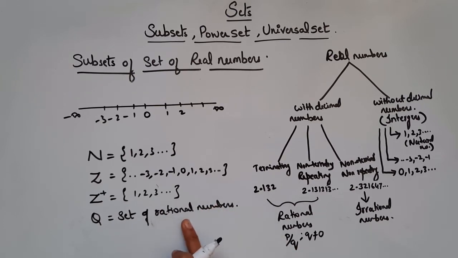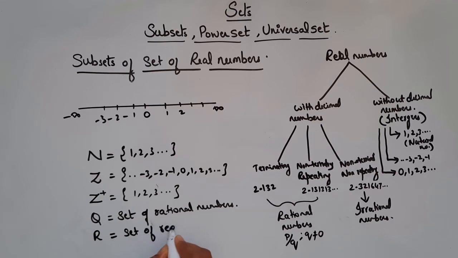There is no particular order to write them in tabular form. There are infinite numbers. Any number of the form p by q, where q is not equal to 0, is a rational number. So we cannot write them in a tabular form. In the same way, real numbers also we cannot write in tabular form. So the set of real numbers is represented by the letter R, and irrational numbers are represented with the letter T, the set of irrational numbers.